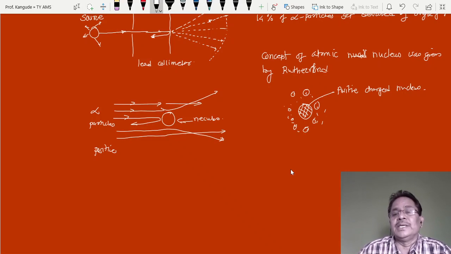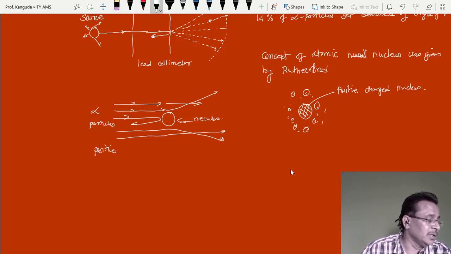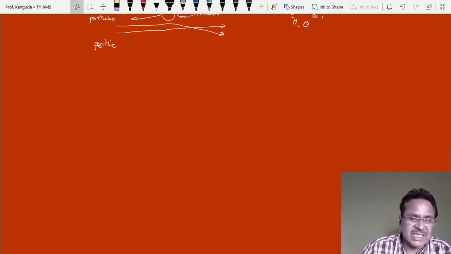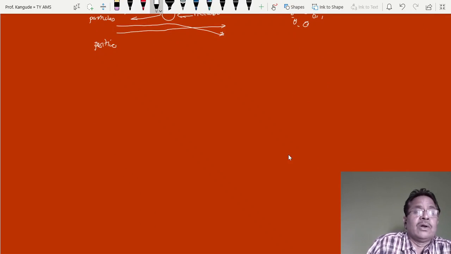This concept was for the first time discussed by Rutherford, and he said that inside an atom the entire space is mostly empty, so alpha particles can directly pass through. Very few alpha particles have a direct interaction with the positively charged nucleus, and that's why those alpha particles get reflected back. Using this concept, he derived one very simple formula in his theory, Rutherford's theory. Let's write this formula.